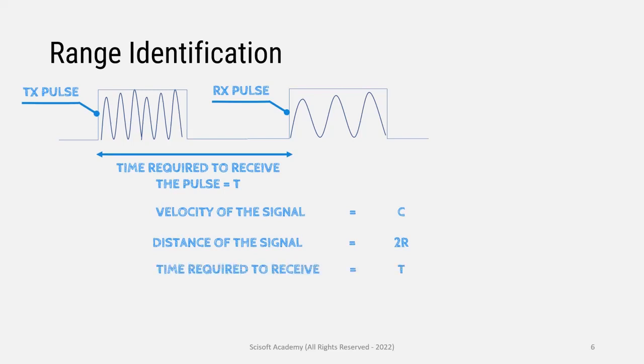Now since we are assuming that the time required to receive the pulse back is t, we already know the distance is speed into time. In our case we need the velocity, so velocity c is going to be the total distance 2R divided by the time t. So if you want to calculate the range of the target, then the range R is going to be c times t divided by 2. So this is a straightforward calculation.